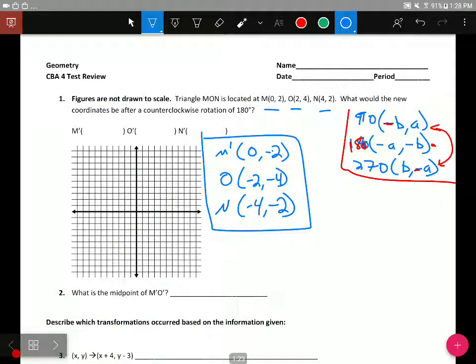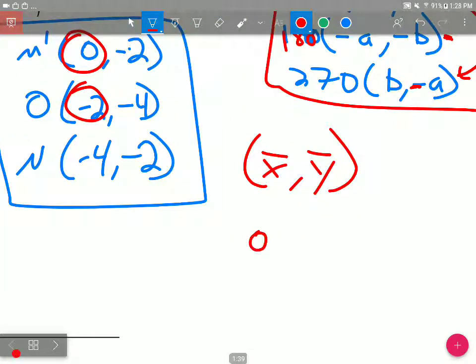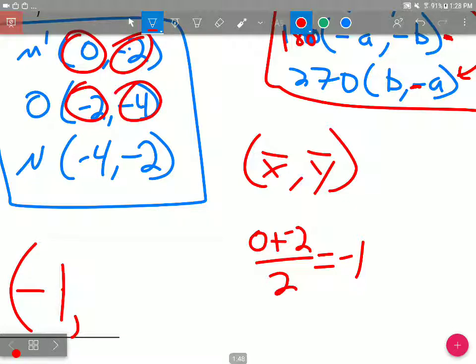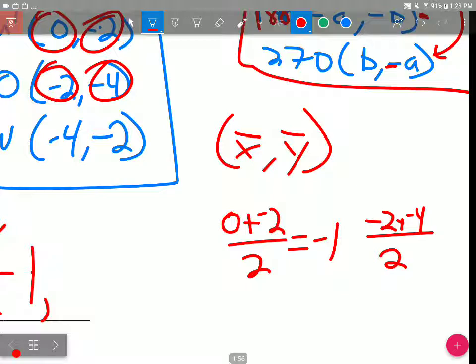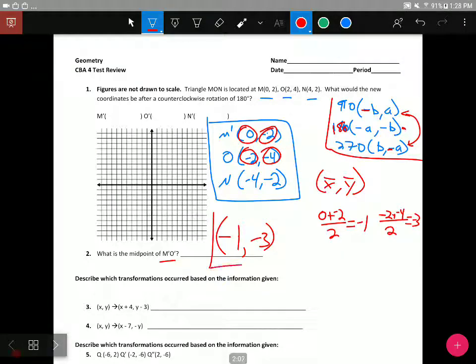What is the midpoint of MO? Okay, midpoint, remember that is your average X and your average Y. So add them up, divide by 2. So they wanted to know for MO, so M, that's 0 and 2, O is -2, -4. So 0 plus -2 divided by 2, that's -2/2, which is -1. That's the X coordinate. Your Y, 2 and -4, so 2 plus -4 divided by 2. So that's -2 divided by 2, which is -1. So the midpoint is -1, -1.